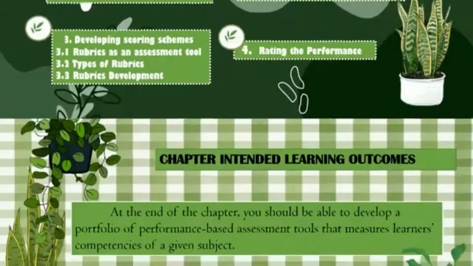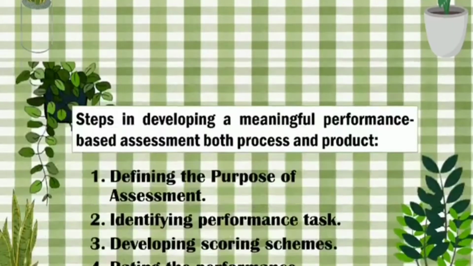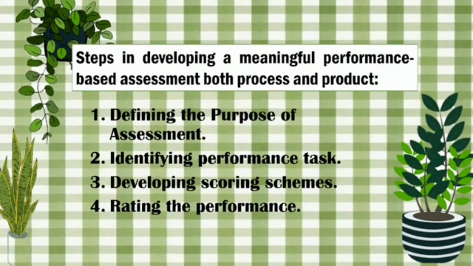Here's our chapter intended learning outcome. At the end of the chapter, you should be able to develop a portfolio of performance-based assessment tools that measures learners' competencies of a given subject. Here are the steps in developing a meaningful performance-based assessment, both process and product. First, defining the purpose of assessment. Second, defining performance tasks. Third, developing scoring schemes for rating the performance.